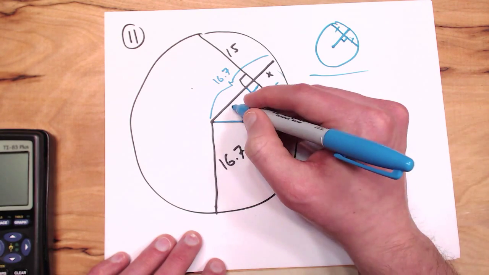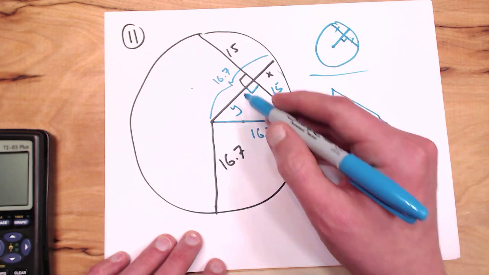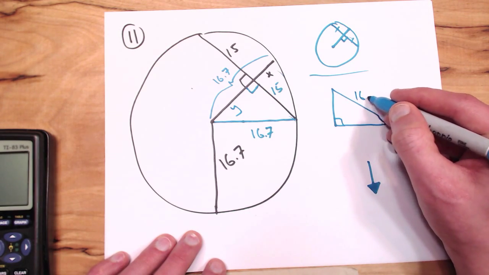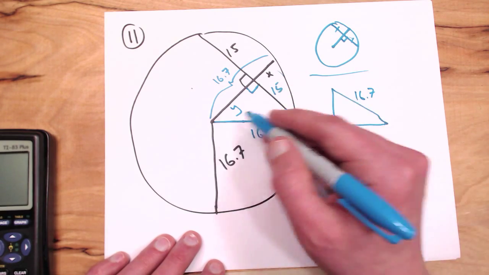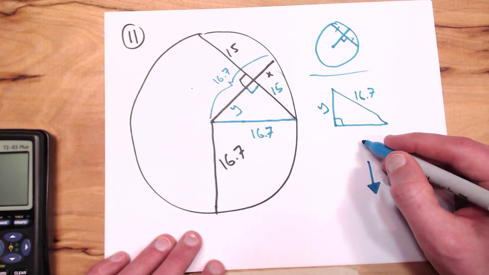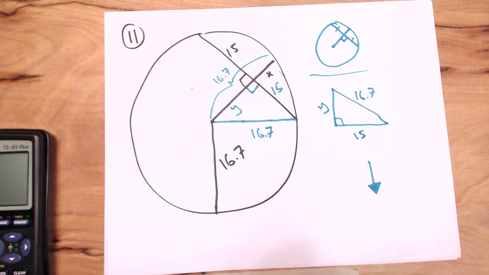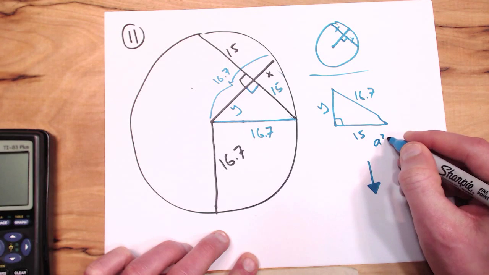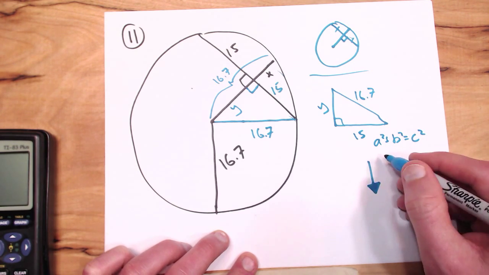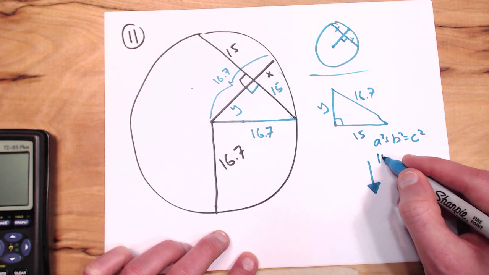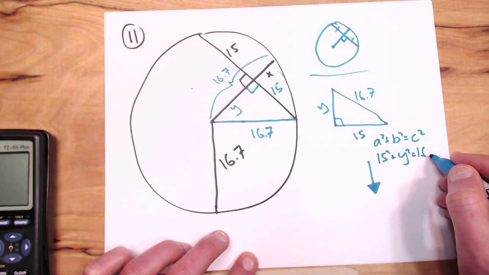So I'm going to call this side y. And this is my hypotenuse, because notice that it's across from, or opposite, the right angle. So I need to put it on the long side, the hypotenuse side. And then these sides don't matter, so you can switch them and there won't be a problem. So there we go. Now we can use our Pythagorean theorem. We can say a squared plus b squared equals c squared. A in this case is 15, so 15 squared plus y squared equals 16.7 squared.